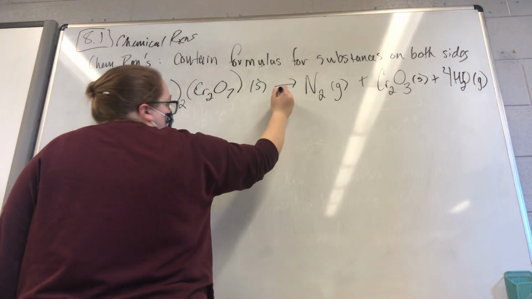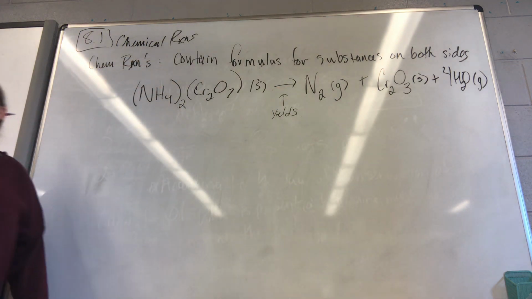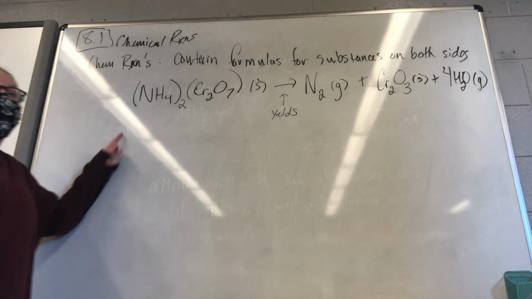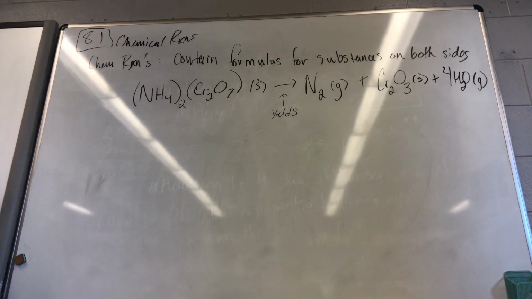This arrow has a literal definition of the term yields. So when we talk about chemical reactions, we say the combustion of something yields something new. We don't really use creates. Sometimes we can use reacts with to form. But for the most part, that arrow is meant to say the term yields when you're reading about chemical reactions.